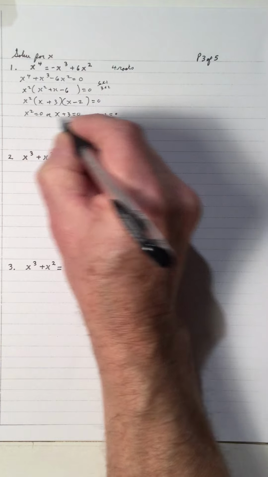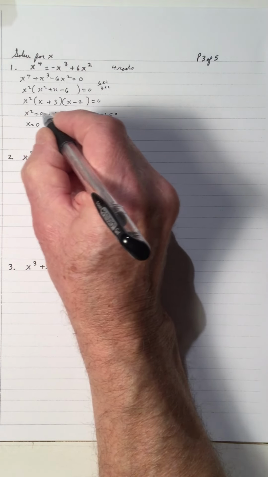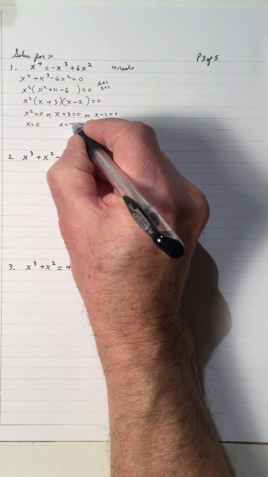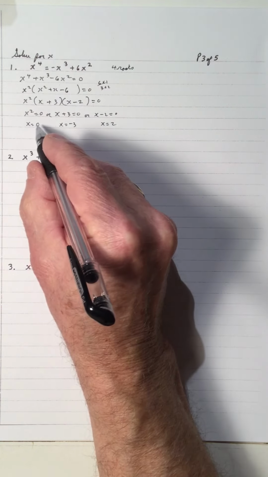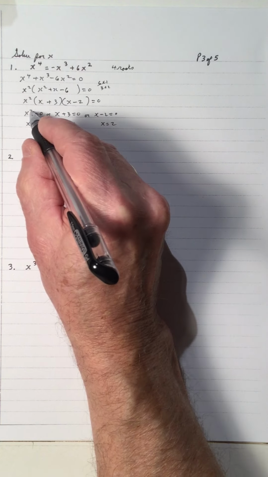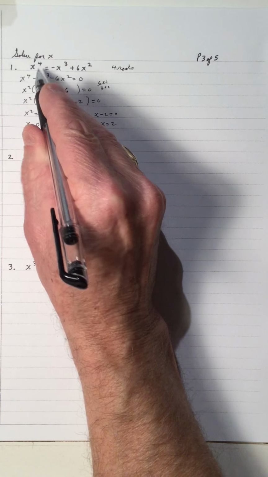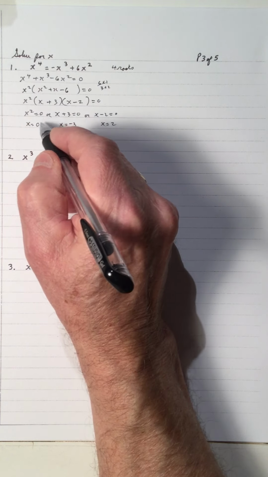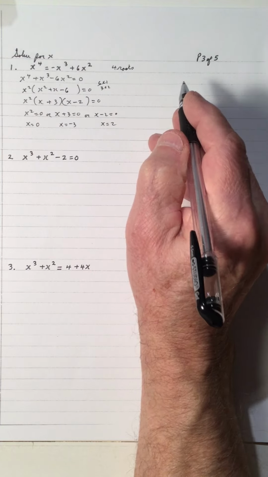If x squared is 0, x is equal to 0 when you take the square root. x is equal to negative 3. x is equal to 2. So even though 0 is a root, note that because of the square, there are 2 zeros, because a quartic, degree 4, has 4 roots. So there are 2 zeros, 1 negative 3, and 1 two.